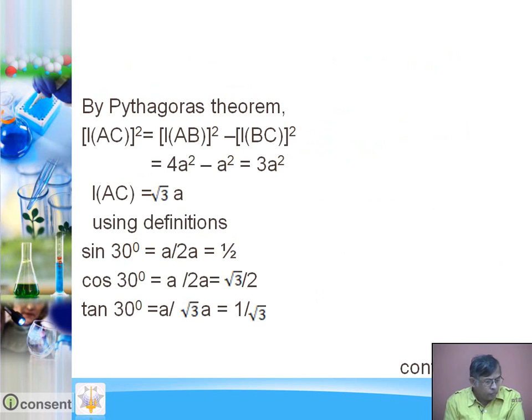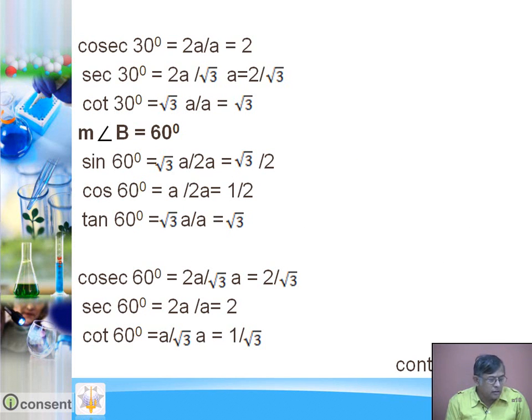Now using definitions, sin 30 is equal to opposite side upon hypotenuse, that is A upon twice A, that is half. Cos 30 is root 3 by 2, and tan 30 is equal to 1 upon root 3. Cosec 30 is the reciprocal of sin 30, so cosec 30 is equal to 2. Sec 30 is equal to 2 upon root 3, and cot 30 is equal to root 3.